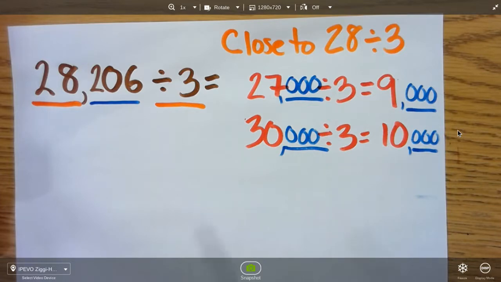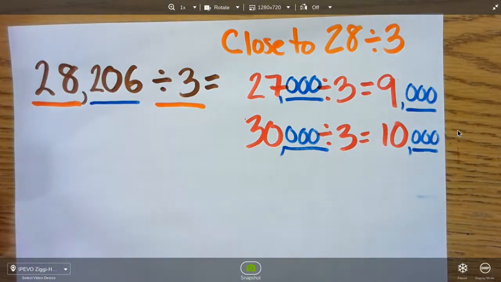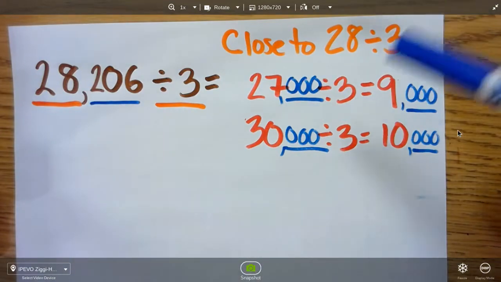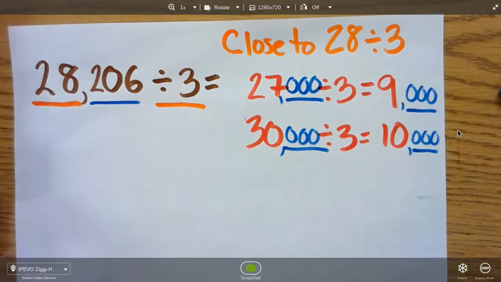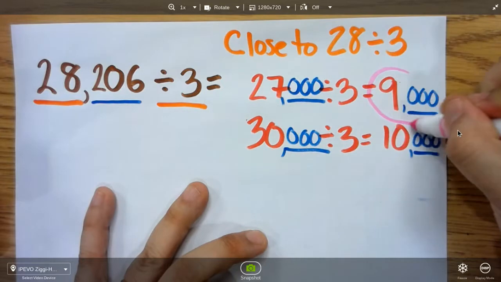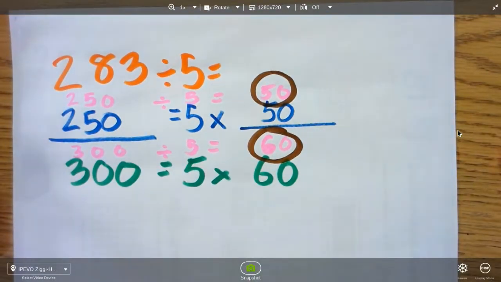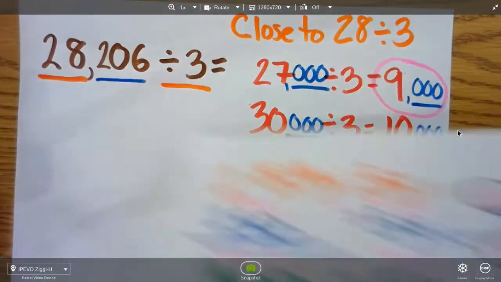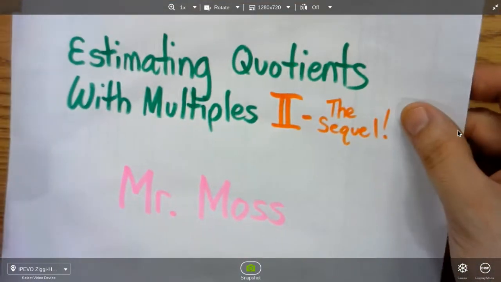And if I need to come up with one that's really precise, well, let's see. 27,000 is pretty close to 28,206. And it's really quite in between the two of these, but it's definitely closer to 27,000, which means that my estimate, if I have to pick one, is going to be close to about 9,000. So you should see, hopefully, that this is building on the strategy we looked at last time, where we were working with our multiplication problems in more detail. But in this example, we're really able to go straight to the division problems using those same basic facts.